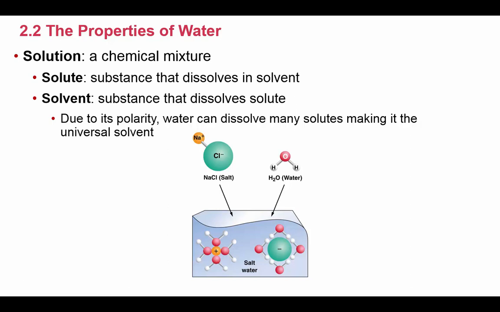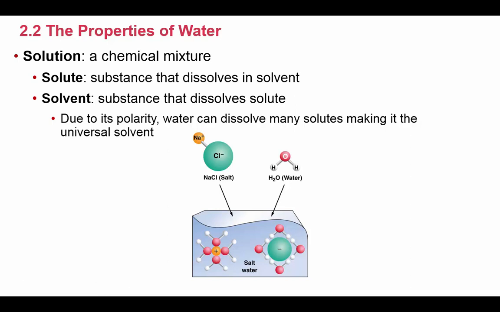A solution is a mixture, a chemical mixture. In the graphic there, we've got salt being mixed with water, and we mix them up together and we make a salt water solution. The solute is the substance that dissolves in the solvent. So the solvent dissolves the solute, okay? Water is the solvent that dissolves the salt, which is the solute.